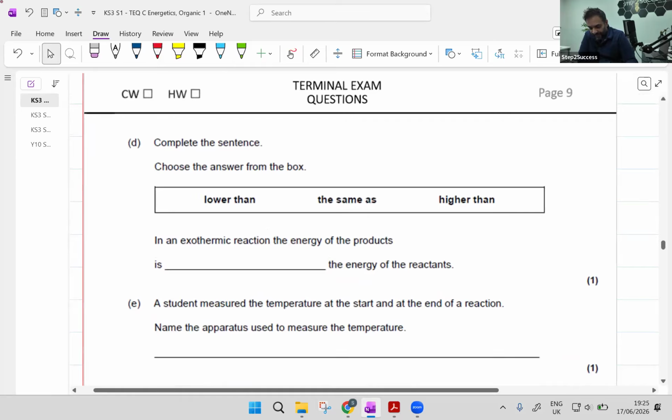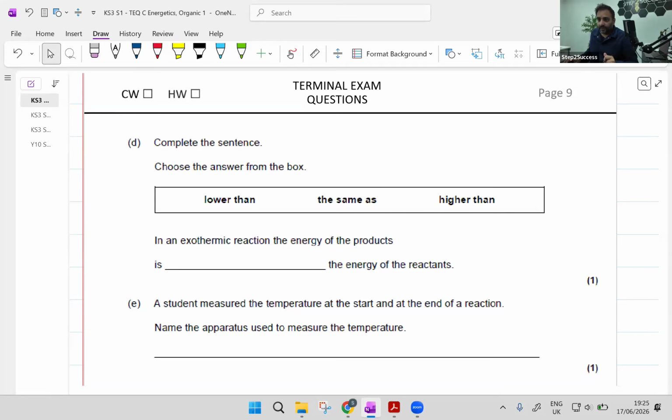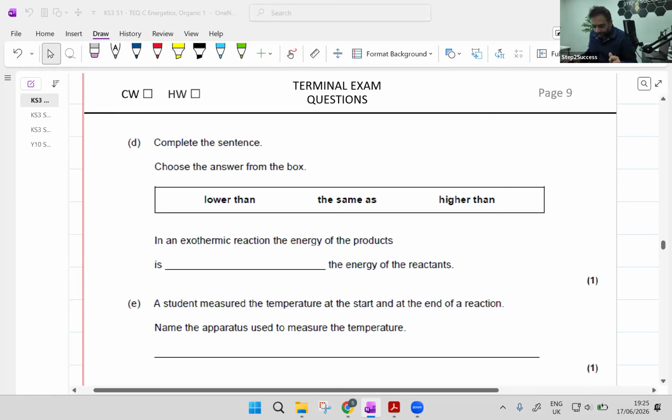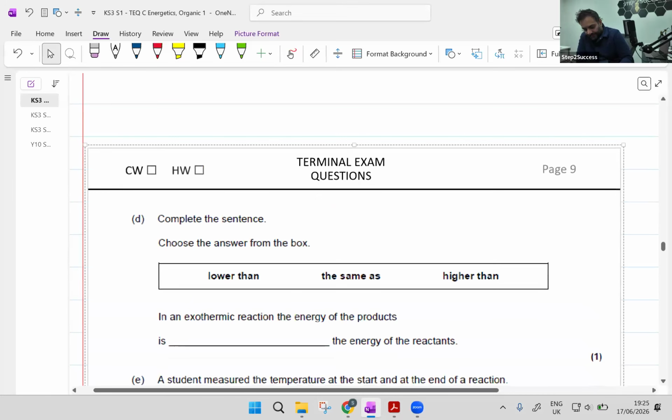Complete the sentences. In an exothermic reaction, the energy of the product is... let me try and explain that better.